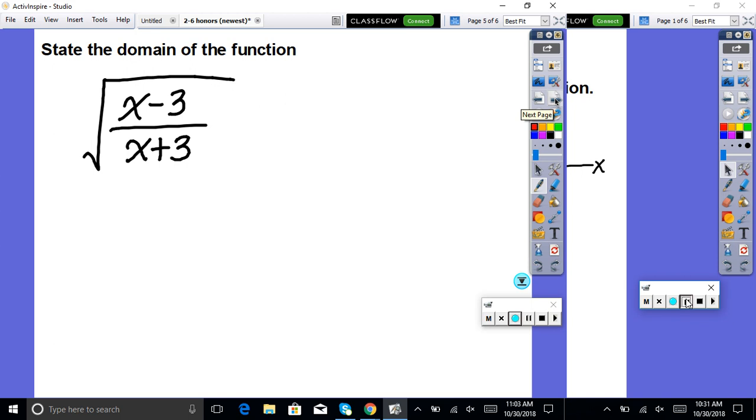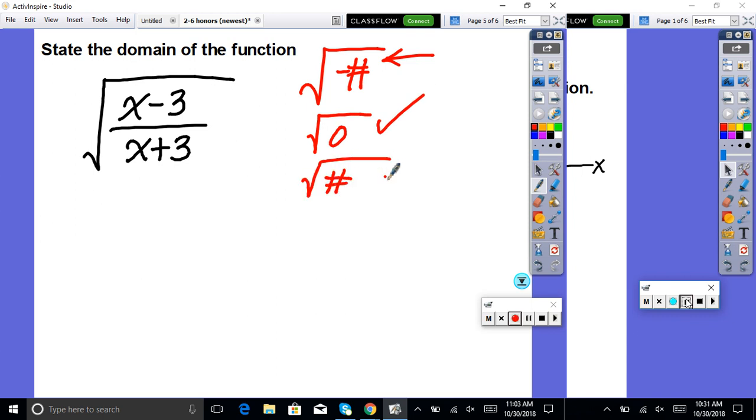There's a reason I'm doing this one, because you're going to be asked something like this on a test. It says, state the domain of the function. So I'm going to remind you of something. The square root of a negative number is not allowed, correct? We can't do that, on the real number line, that is. The square root of 0 is okay. The square root of a positive number is okay.